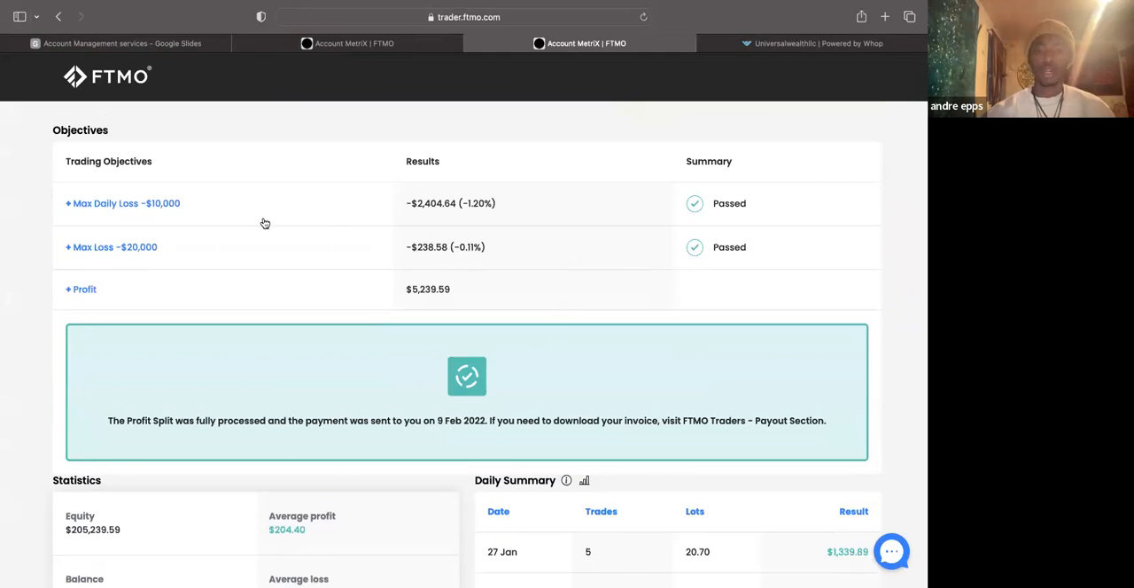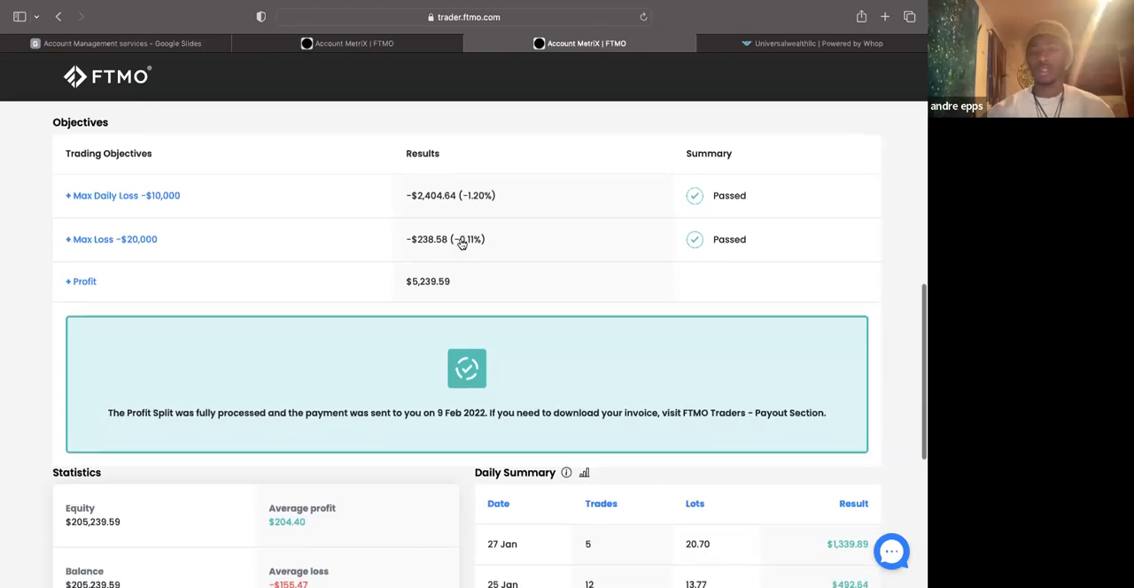Okay, it shows the drawdown, the max daily loss, $10,000. The most that we've ever been in drawdown that day was $2,404, which is 1.2%. The max overall loss is $20,000. We didn't even get close to that.